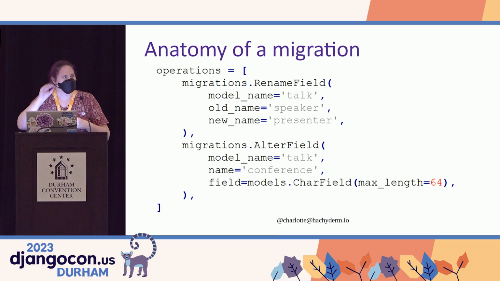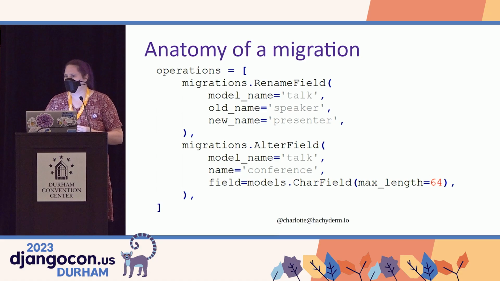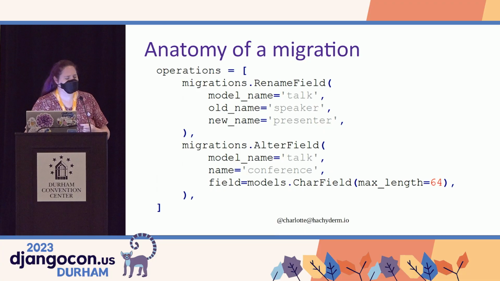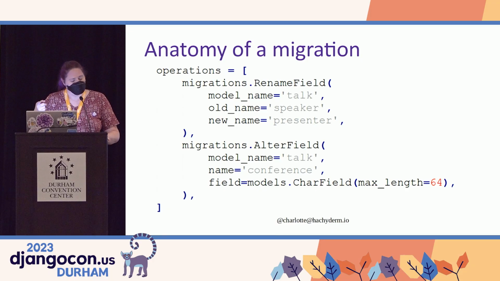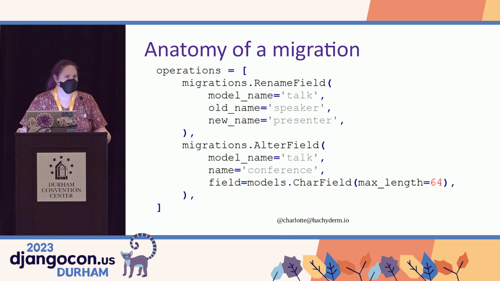And then the AlterField, the one layer deeper than the RenameField, because we changed an attribute. So this is just telling us the model name is talk, the name of the field is conference, and the new field definition is models.CharField with a max length of 64. So you can see how this just exactly mirrors what we've done in our models. And even though the code is automatically generated for you and isn't thoroughly commented, it's all very transparent when you start actually looking at what it's doing.